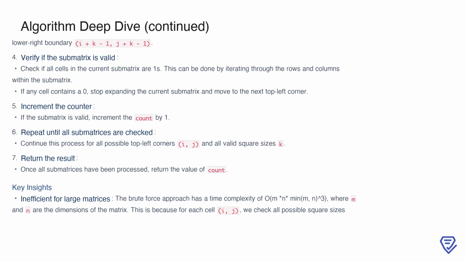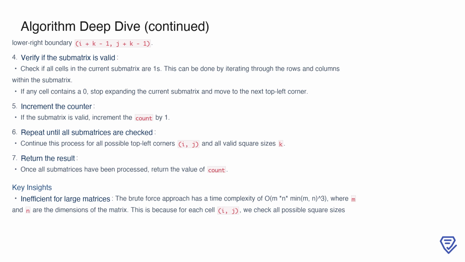Once we have identified a top-left corner of a potential square, the next step is to determine if the square is valid as we expand its size. To do this, we calculate the lower-right boundary of the square based on its size k. For example, if the square has a size of k, its lower-right boundary will be at i + k - 1, j + k - 1. We then verify that every cell within this boundary contains a 1.